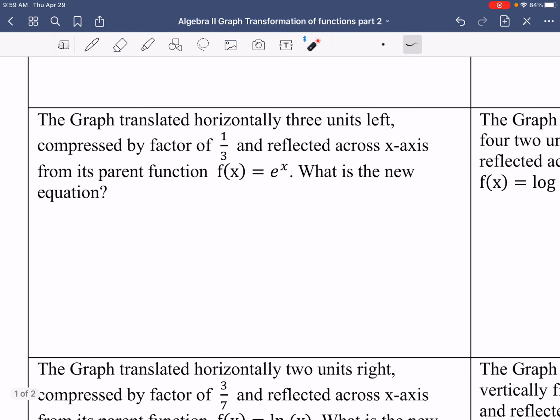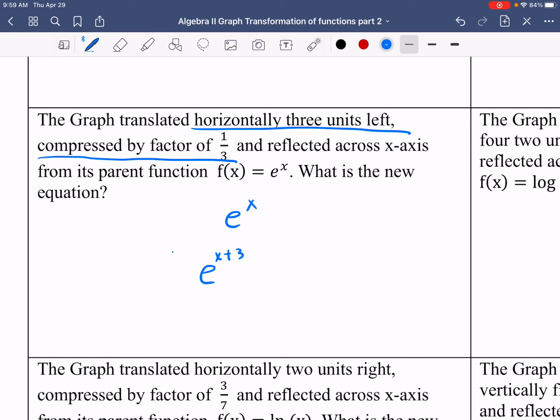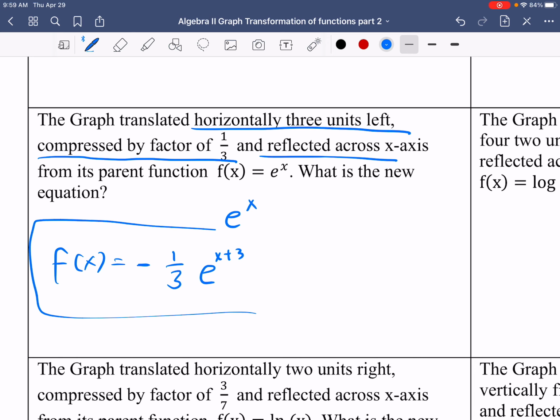What about in this case? We start from e to the x, okay, and it says translate horizontally 3 units to the left, so it's left and right, so it should be right next to x, +3, like that, and compressed by 1/3. So I'm gonna put 1/3 here, and they're reflected. Yep, that's it, because it does not say it's gonna go up or down, nothing.